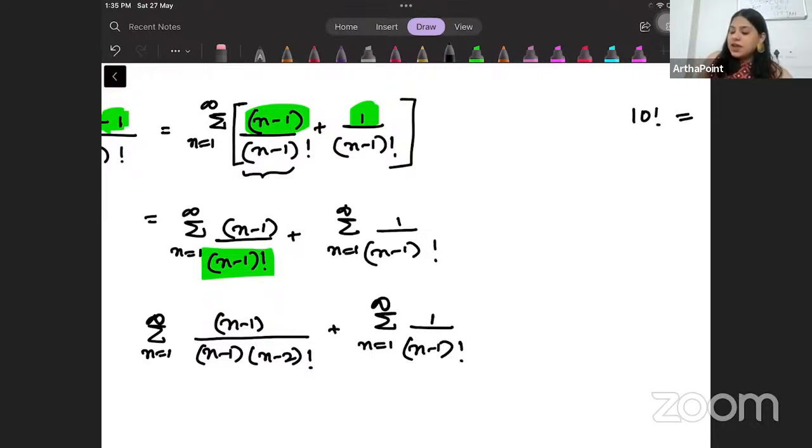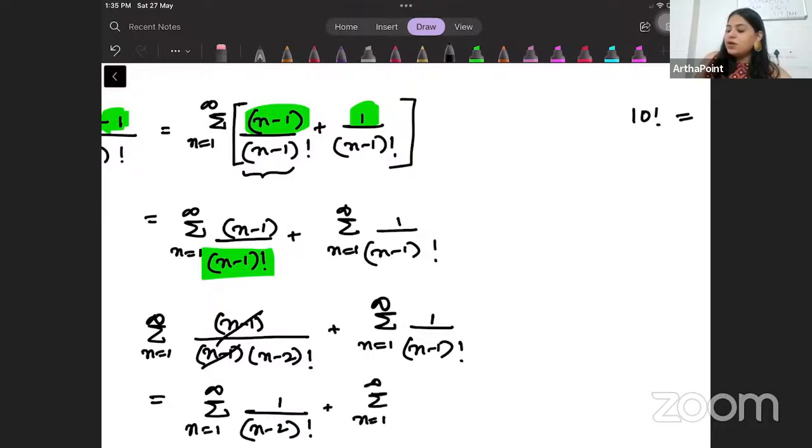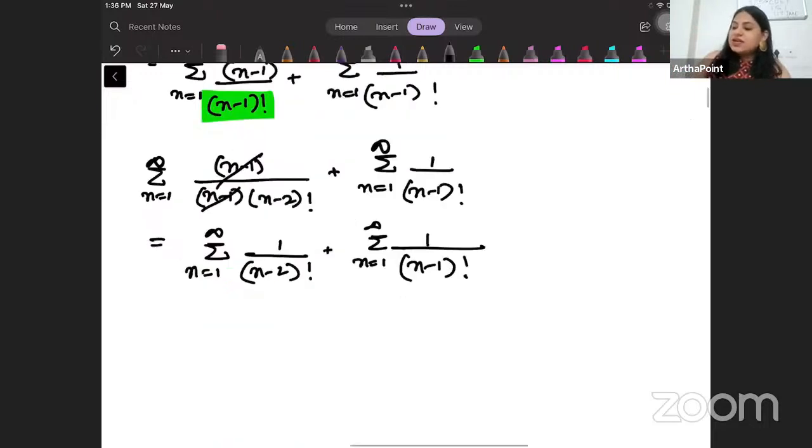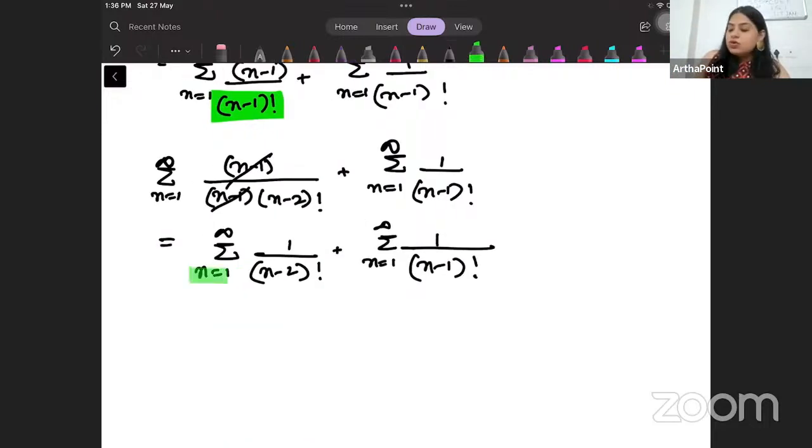Now, this n minus 1 and n minus 1 will get cancelled out. So the summation for n equal to 1 to infinity of 1 upon n minus 2 factorial, plus the summation for n equal to 1 to infinity of 1 upon n minus 1 factorial. But the moment you have reached this step, nobody can stop you from solving this question. Think about it. Can I say that here n starts from 1 and goes till infinity.